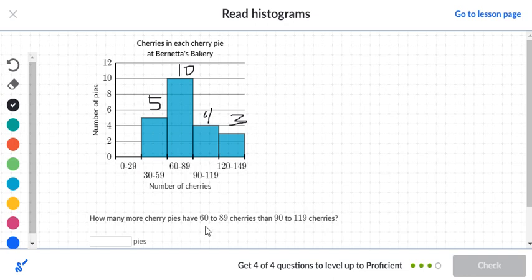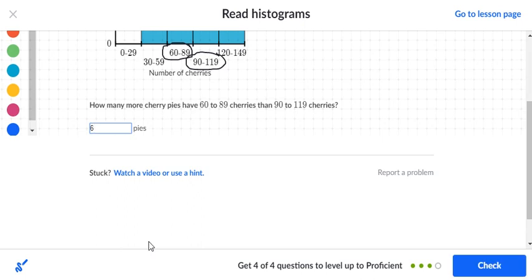So how many more cherry pies have 60 to 89? So we want to take a look at this, and this number here corresponds with 10. We want to compare that to 90 to 119. So 90 to 119, this is 4. So we're doing a comparison because we want to know how many more. So in this case we want to subtract. So we're going to take 10 minus 4 is 6.